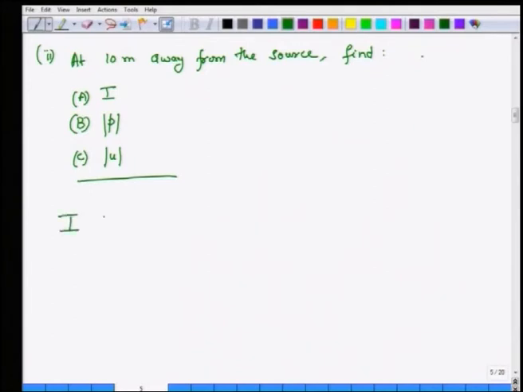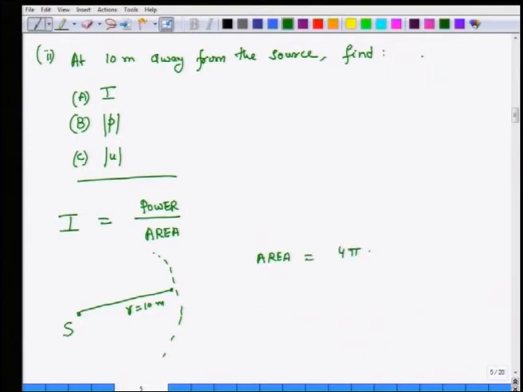So, we start by finding the intensity of this particular source. We know that intensity is the amount of power coming out per unit area, so it is basically power divided by area. Now, I have my source here, and r equals 10 meters. So, there is a sphere of radius 10 meters. The area of this sphere is 4π times r squared, and r is 10 meters. So, that is 4π times 10 squared, which equals 400π square meters.